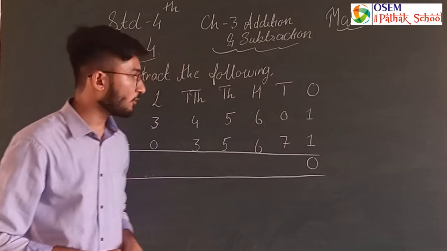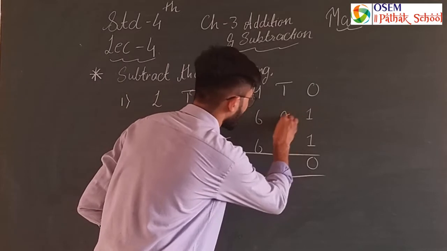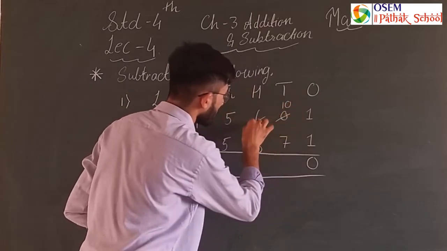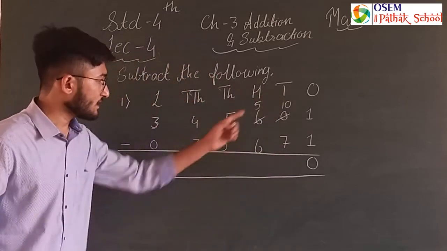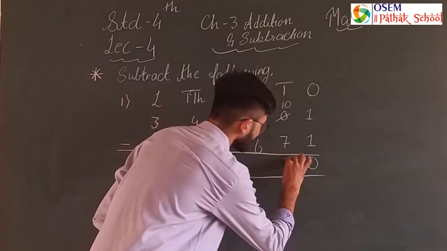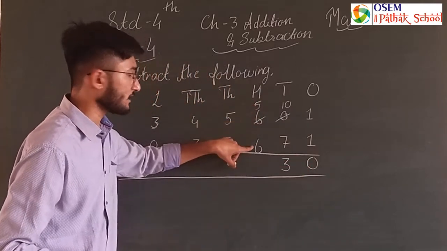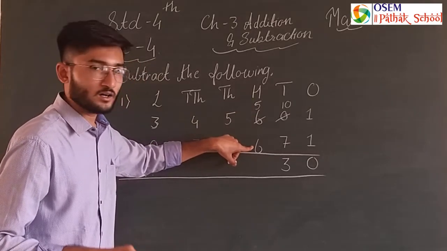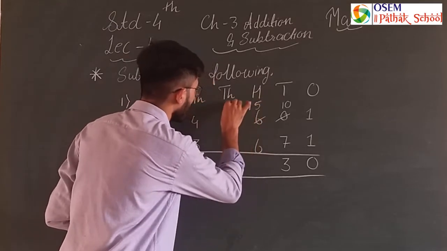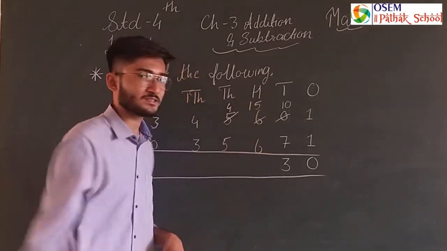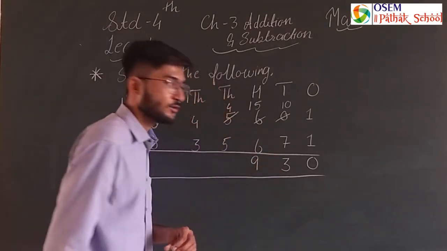Now moving forward at the tens place, 0 minus 7, not possible. So just do one thing, cut 0 and write 10 and borrow from here. So here 6 will become 5. Okay, so 10 minus 7 is possible, it is 3. Moving forward, here is 5 and here is 6. Again the subtraction is not possible, so 5 will become 15 and this 5 will become 4. So 15 minus 6 is how much? That is 9.